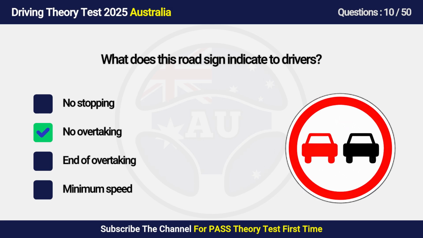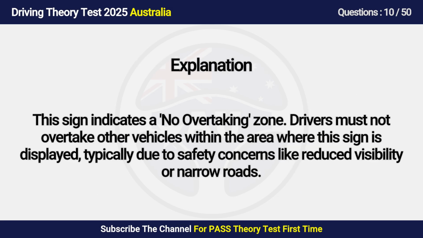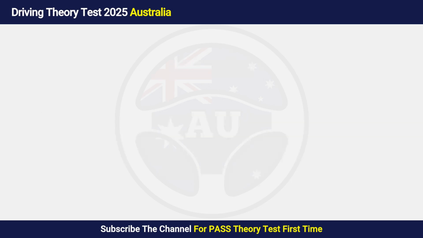Answer is B, no overtaking. This sign indicates a no overtaking zone. Drivers must not overtake other vehicles within the area where this sign is displayed, typically due to safety concerns like visibility or narrow roads.